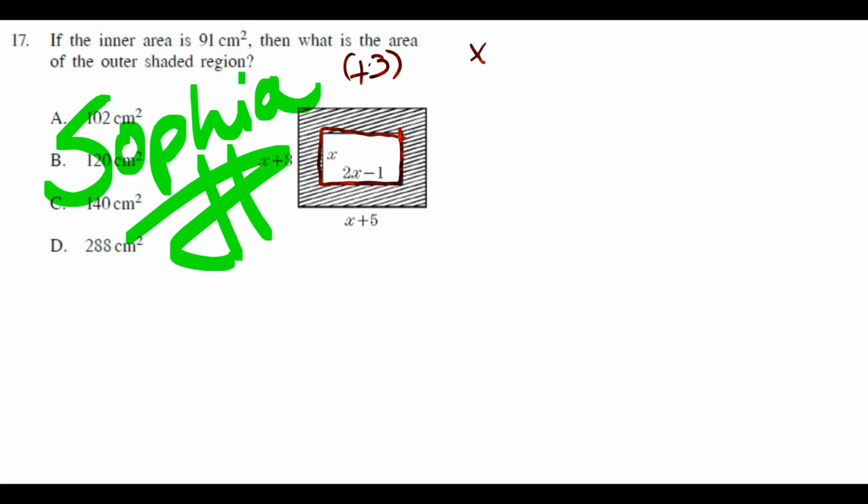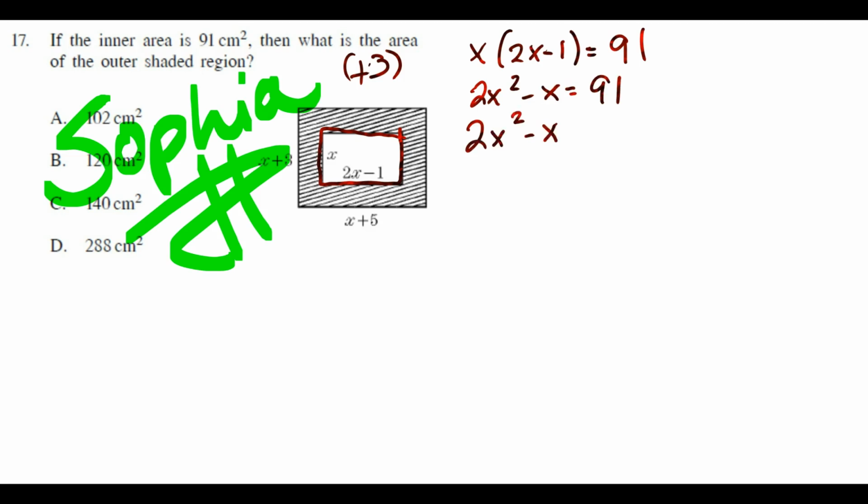All right. So we have x times 2x minus 1 is equal to 91, because the area of the inner region is equal to 91. So we distribute, and we get 2x squared minus x is equal to 91. We want to use the zero product property, so we subtract 91 from both sides, and we get that equal to 0. This does factor, but if you want to use the quadratic formula, you can. I'm not, because this actually does factor.